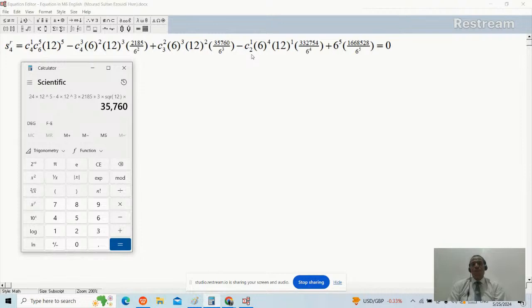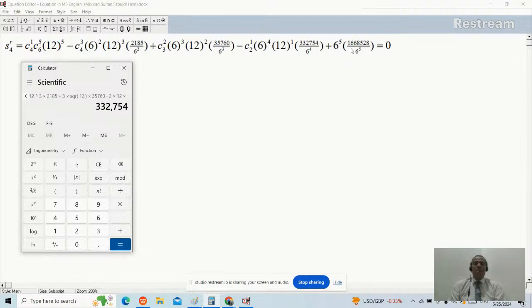Then minus combination 2 choose 1, which is 2, so I will write minus 2, times 12, times Mr. Mourad, times 12, times 6 raised to the power 4. The 6 raised to the power 4 terms will be cancelled automatically, and this one will also be cancelled. So with all that, minus 2, times 12, times 300, times 332,754. Then plus 6 raised to the power 5 divided by 6 raised to the power 5.